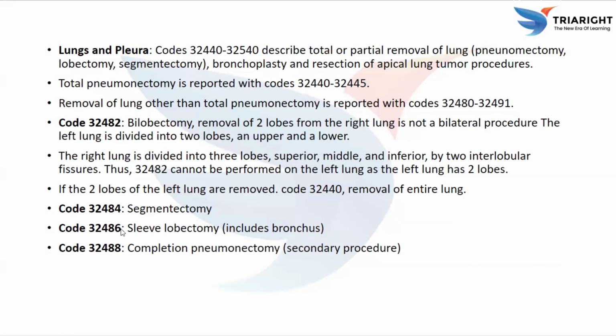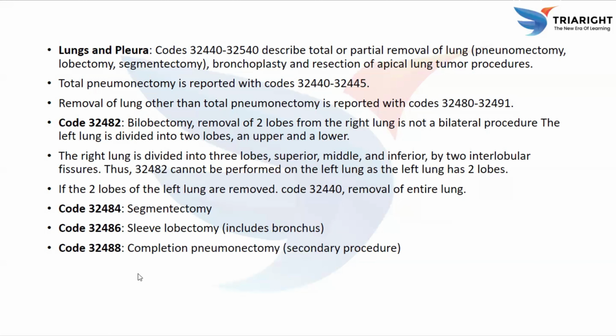And the next code is 32486, which is a sleeve lobectomy. So lobectomy with resection of part of the bronchus. The bronchus is then reconnected within this code description. It is used whenever the tumor involves the bronchus. It's a lung-sparing alternative to pneumonectomy. It also includes a bronchoplasty procedure.